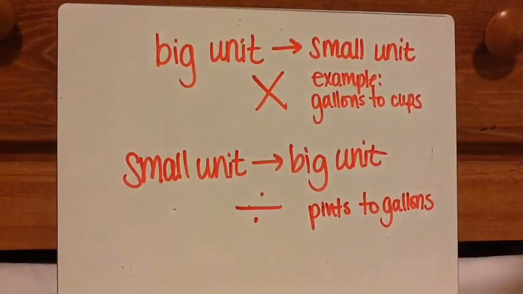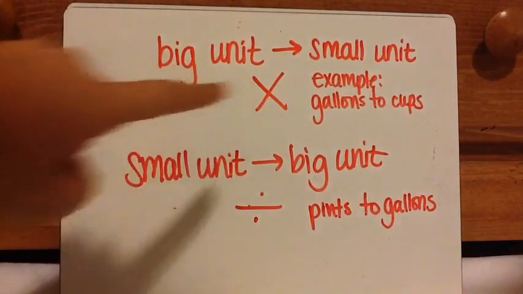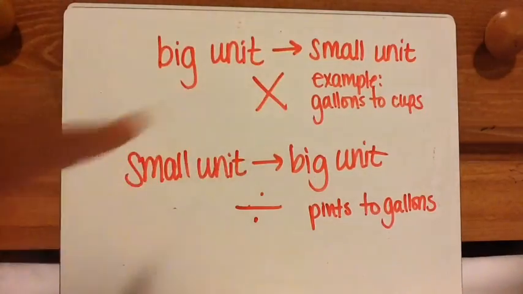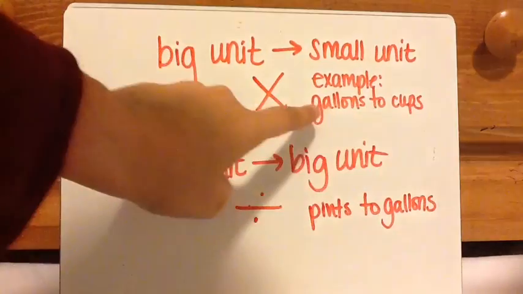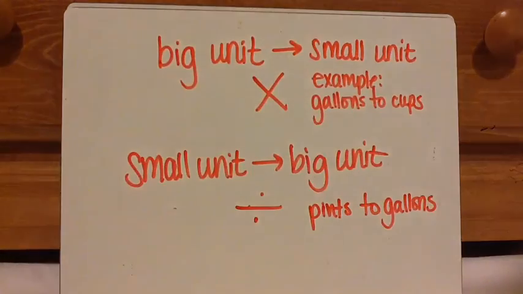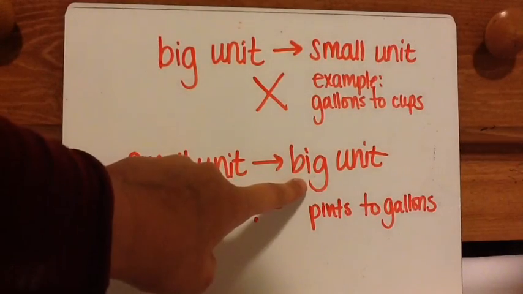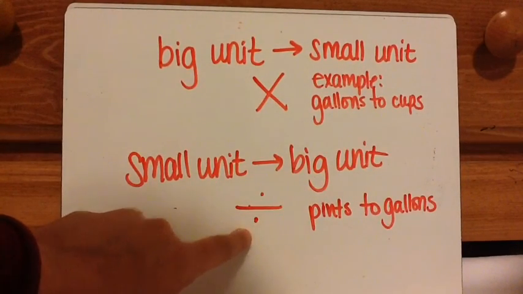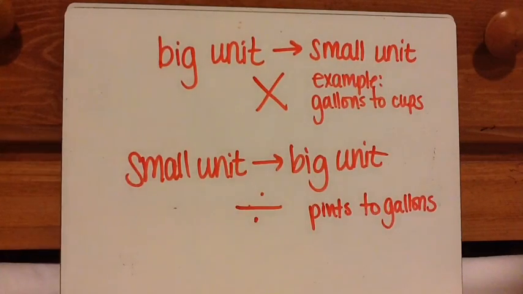So let me explain a little shortcut. If you are given a big unit and they want you to convert it to a small unit, you always multiply. Big to small means multiply. So an example, if they are telling me 4 gallons, how many cups is that? Well, I'm converting from a big unit to a small unit. So that would be multiplication. However, if it's from a small unit to a big unit, then you divide. So if they give me number of pints and they want to know, well, how many gallons is that? I would do a division. So let me just do a few more problems so you can understand.